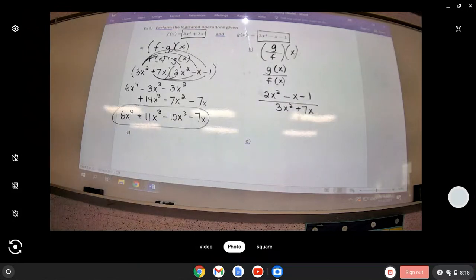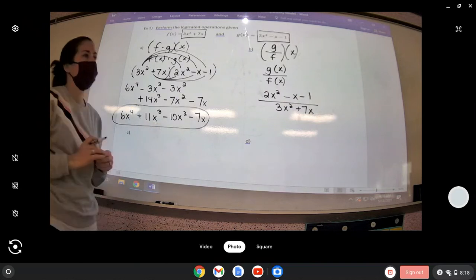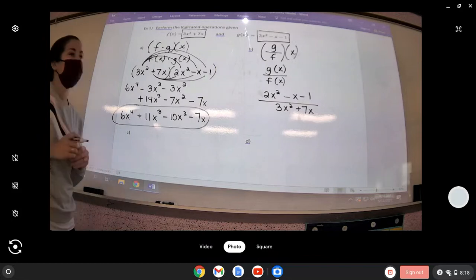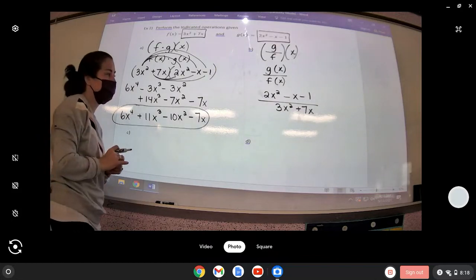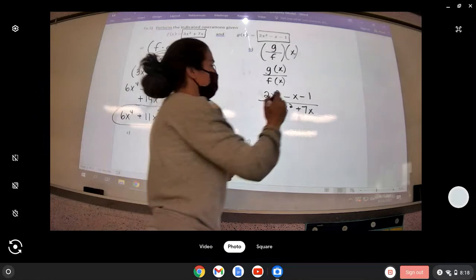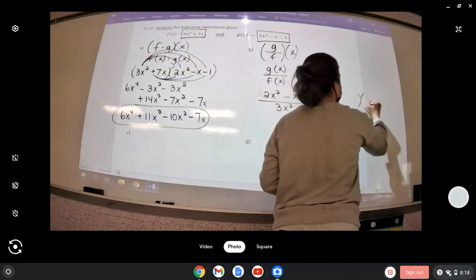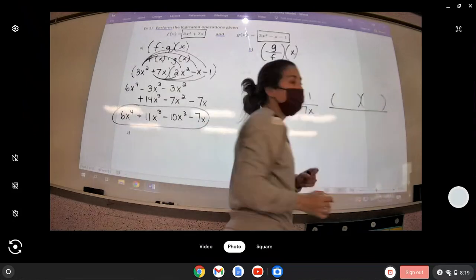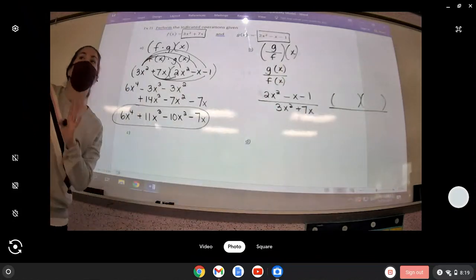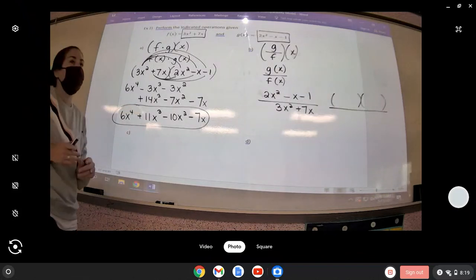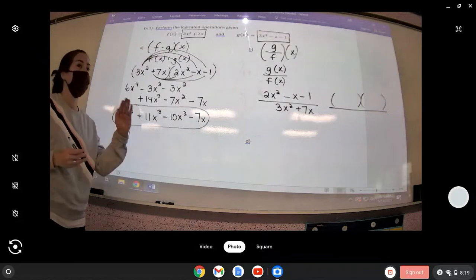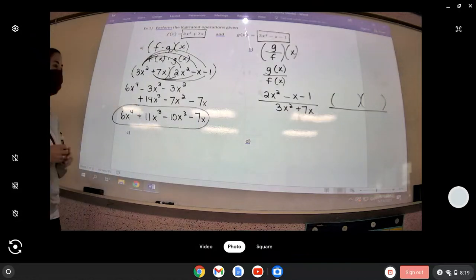All right, I've made my fraction. See if you can factor, and see if you can get any factors to cancel. And just to give you a hint, remember, you are supposed to look for GCFs first. We always look for GCFs.